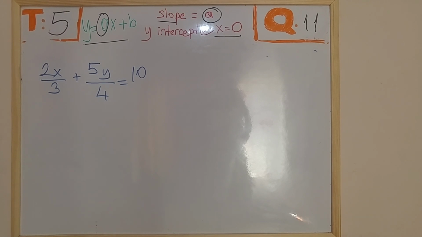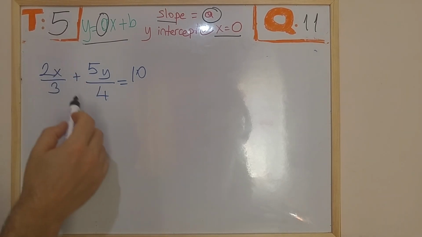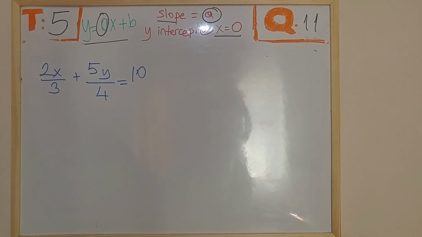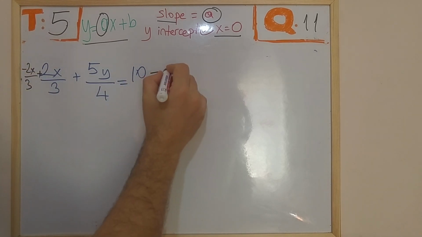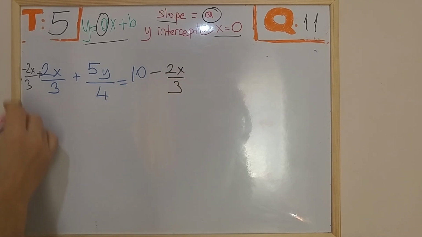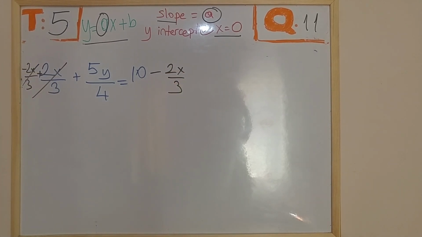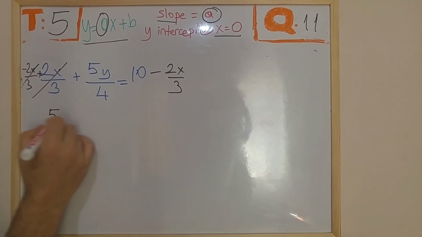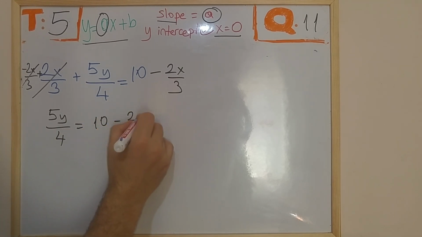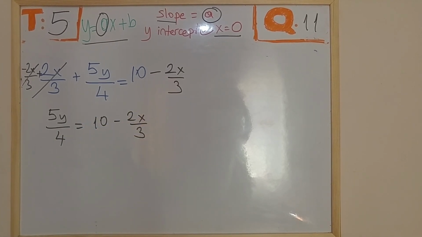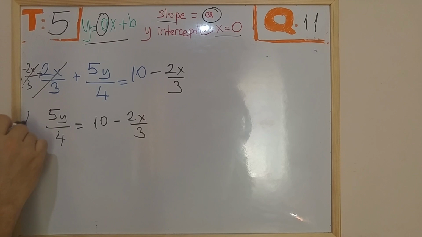What we need to do in this question is to turn this equation into the form y = ax + b. Let's do it. To do this, we have to subtract 2x/3 from each side first, so that we get rid of the 2x/3 on this side. Now we have 5y/4 = 10 - 2x/3. Now we need to leave y alone, so we multiply each side of the equation by 4/5.